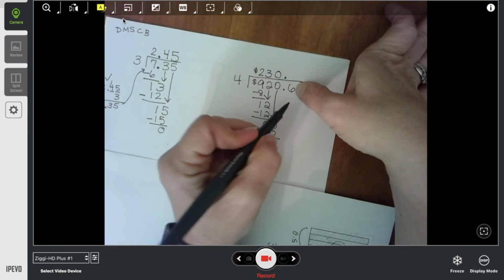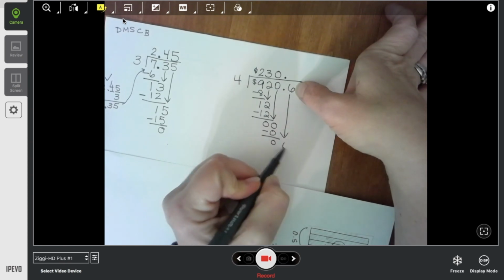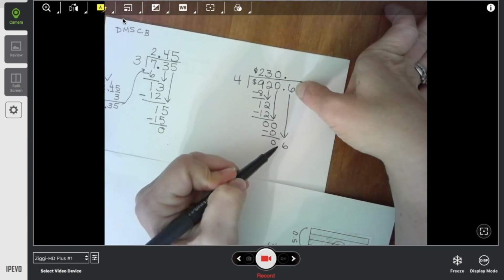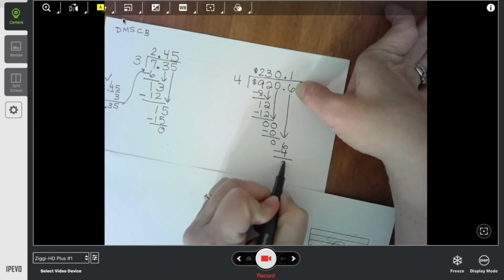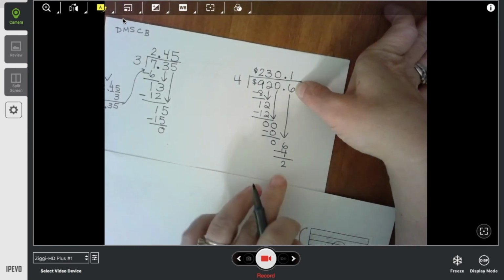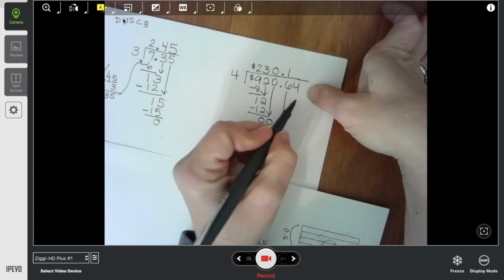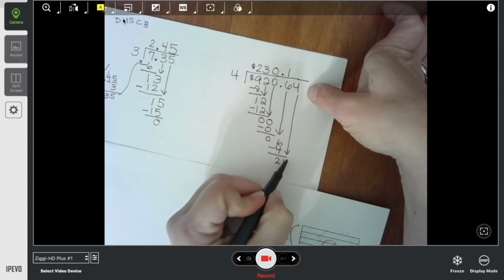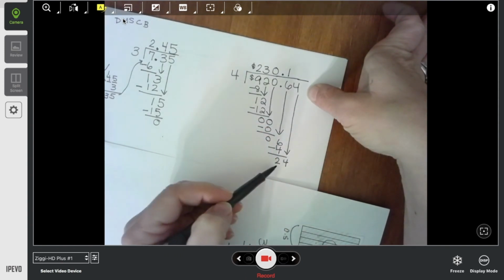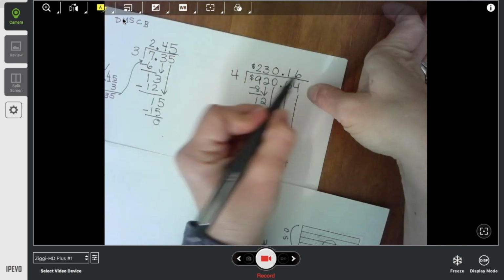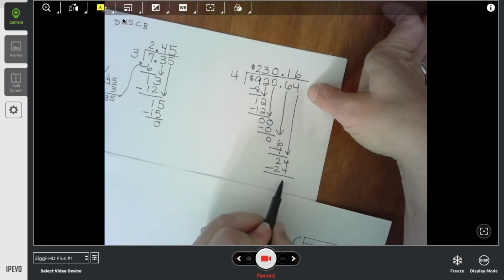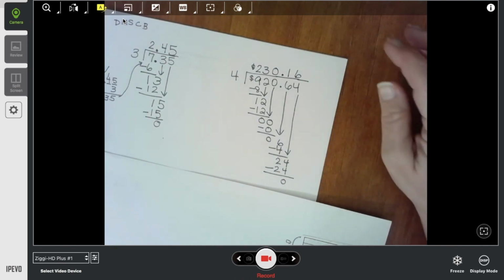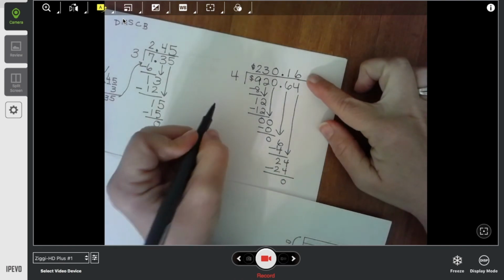Move over to the 6. Bring down the 6. How many 4s go into 6? 1. 1 times 4 is 4. Subtract to get 2. 2 is smaller than 4. Move on over. Drop that 4. How many 4s go into 24? 6. 6 times 4 is 24. I subtract. I get nothing left over. I am done.